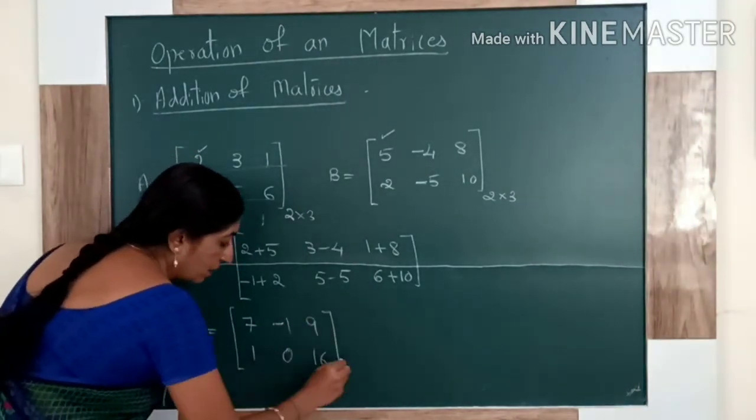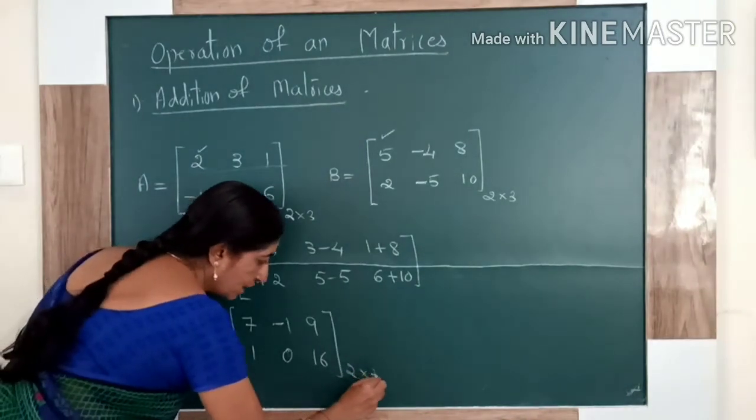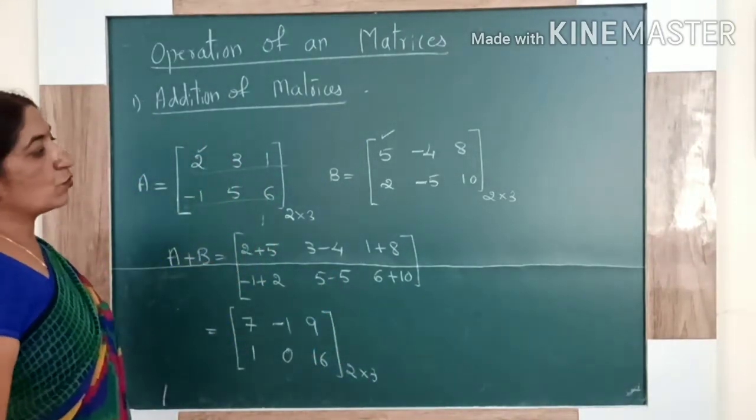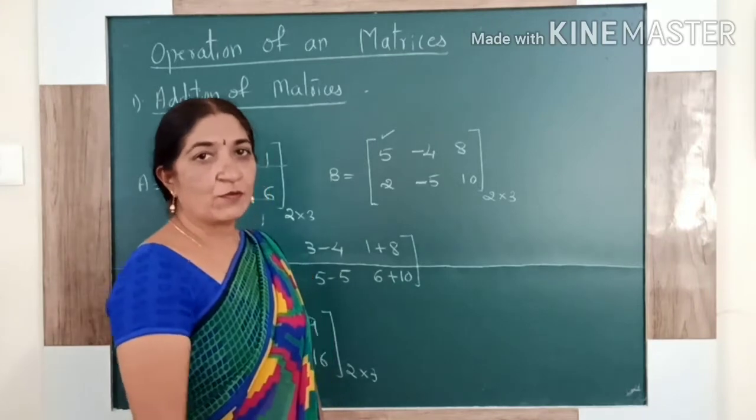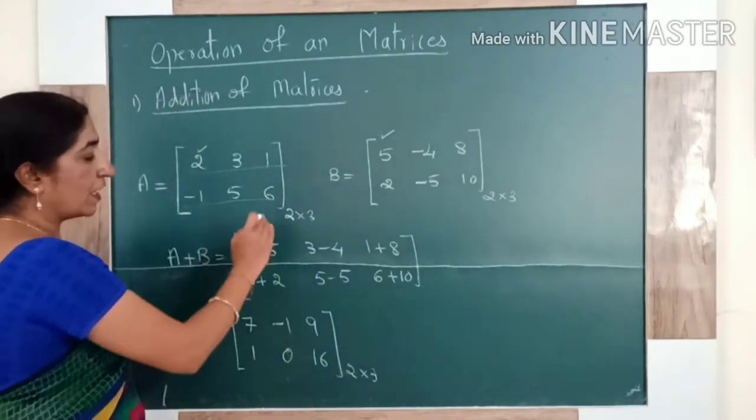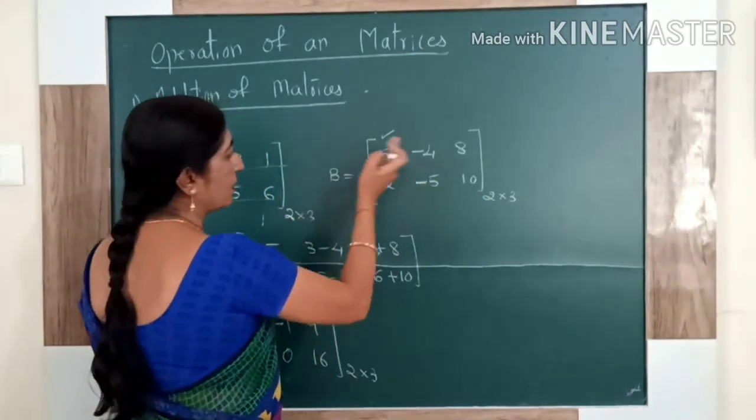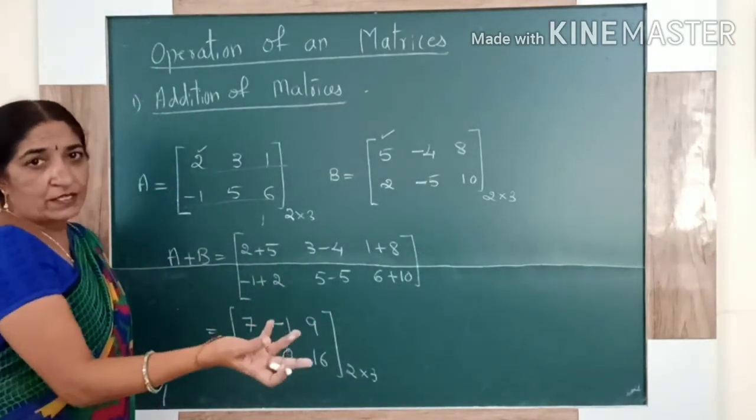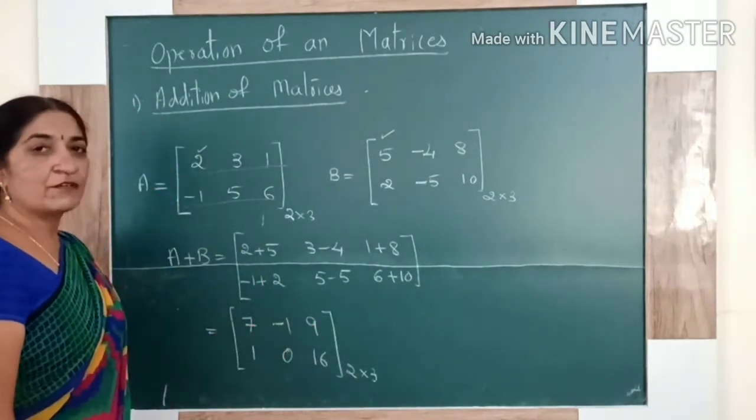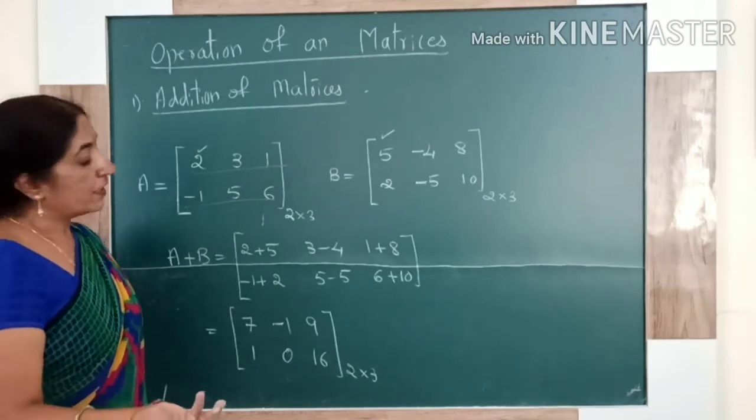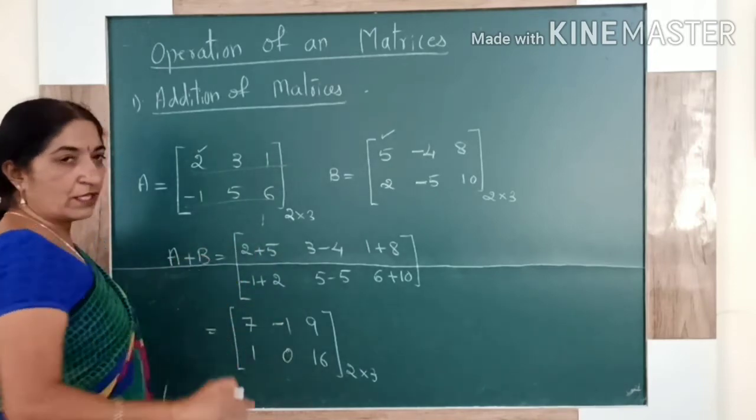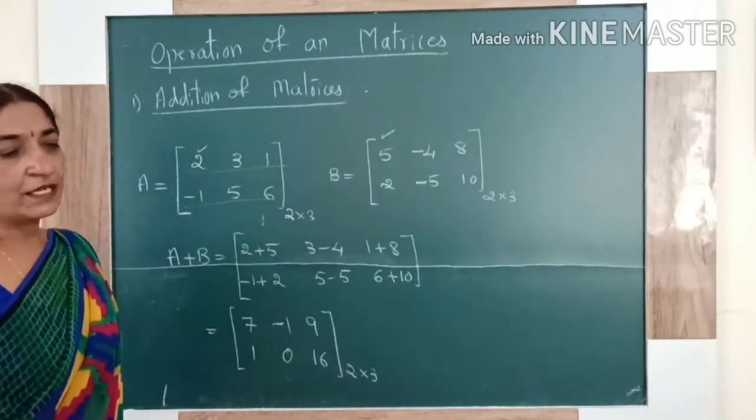Again, see the order is 2 by 3 only. When you add two matrices, before adding you have to check the order. If they have the same order, add the corresponding elements. Only this much is there in addition. Similarly, we go to subtraction. In subtraction also we just do the subtraction. That I will explain later.